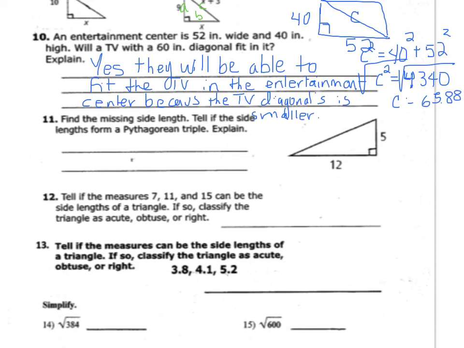Quick, number 11. All you've got to do is find the missing side. A, B, and C, and C would be 13. It's a triple. It's a Pythagorean triple.